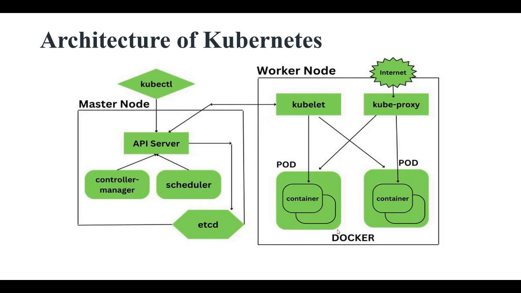Then Docker. We already know that Docker is the containerization platform that is used to package your application and all its dependencies together in the form of containers to make sure that your application works seamlessly in any environment, whether development, test or production. Docker is designed to make it easier to create, deploy and run applications using containers. So this is all about the architecture of Kubernetes.